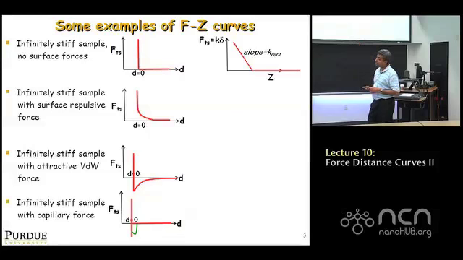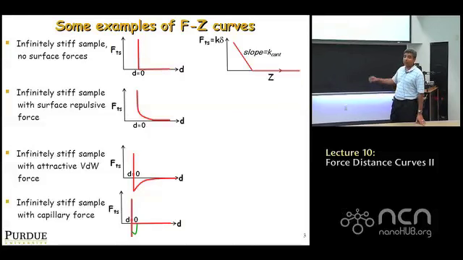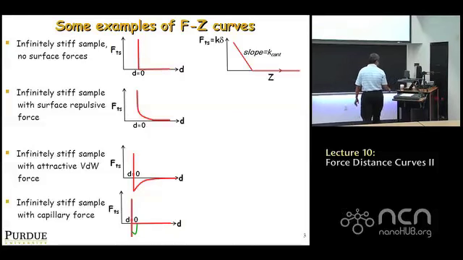That's what would happen. Another good example in liquids is, even if you don't have any soft debris attached to the tip, when you do this experiment under low concentration buffer solutions, you get electrostatic forces in liquids, which are repulsive, interestingly. We'll talk about this in detail later. So this is an infinitely stiff sample with surface repulsive force. The question is, what is the FZ going to look like for this if you did an experiment?